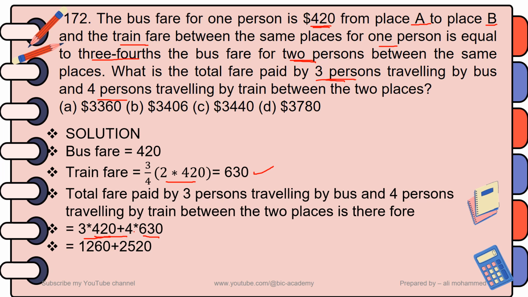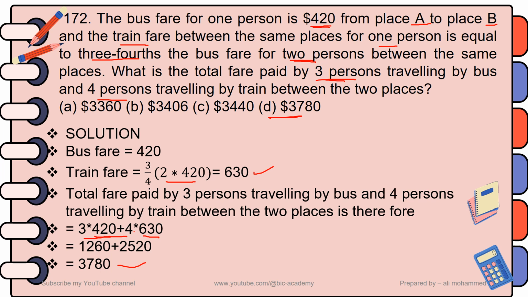and it is equal to the sum of the two elements, and again it is equal to 1260 plus 2520, and it is equal to 3780. So your answer for this question is choice D, 3780.